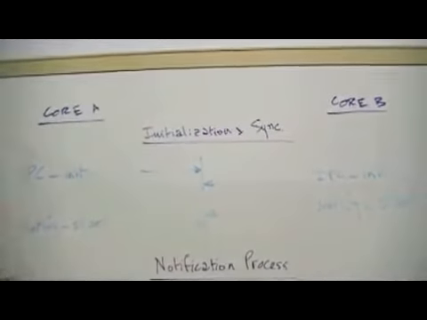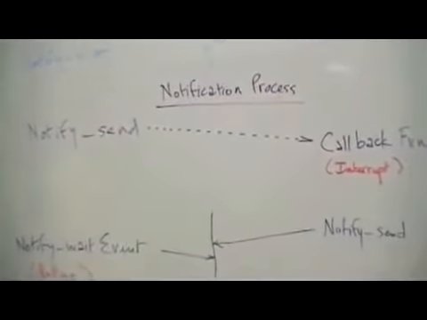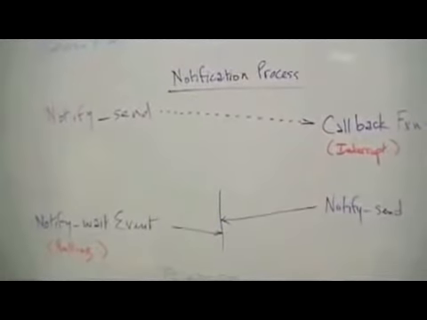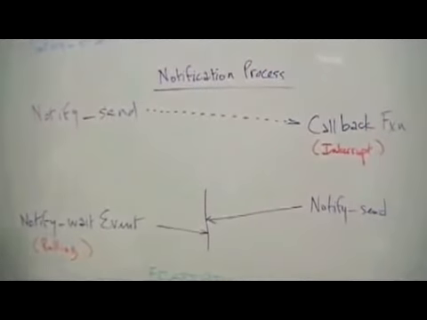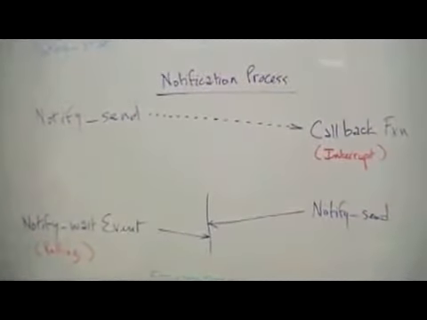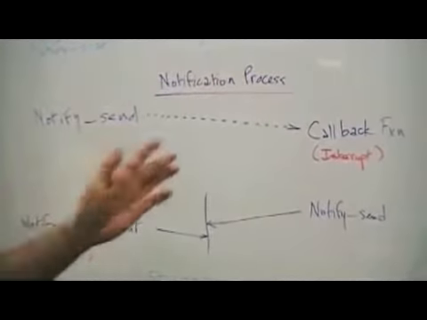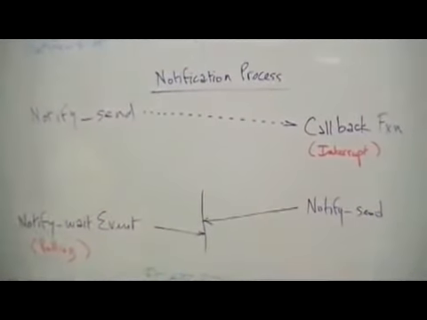The way the software works is very simple. First, you need to initialize the data structure and synchronize the two processors. There are just a few APIs to initialize and start the notification process. Once the notification initialization is done, then Core A can notify the other core, Core B, by just issuing a notify send API. On the receiving end, there are two options.